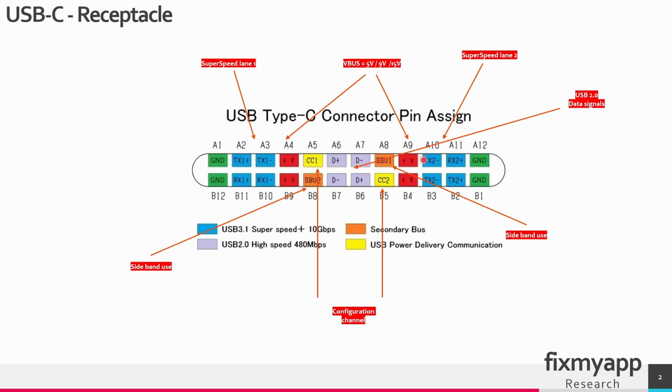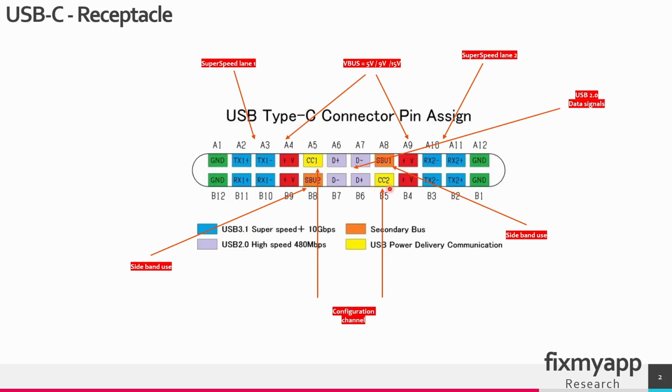So this is SuperSpeed lane 2 and this is SuperSpeed lane 1. The speed goes up to 10 gigabits per second, commonly used for DisplayPort or HDMI signals. Then we have USB 2.0, that are these pins. These are the differential pair for the data signals, and the speed is up to 480 megabits per second.